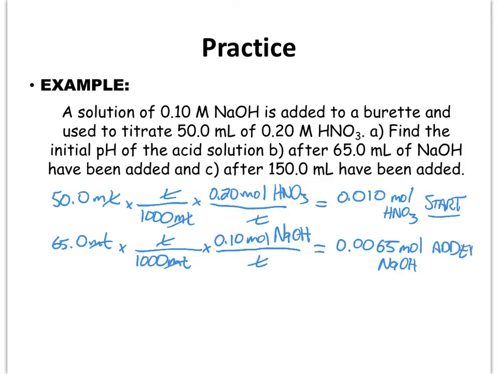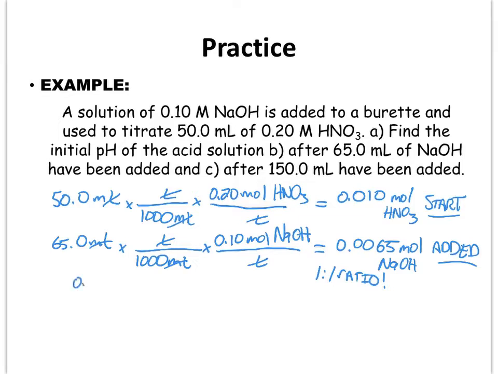So I can see here that I started with more acid than base that I added. So the acid is still going to win out here. I haven't been able to neutralize all of the acid. This is a 1-to-1 ratio again. So if I added that much base, I destroyed that much of the acid.